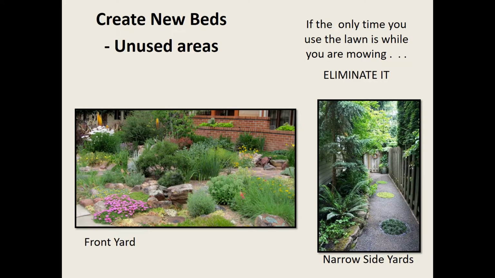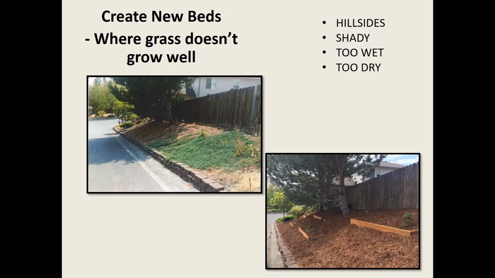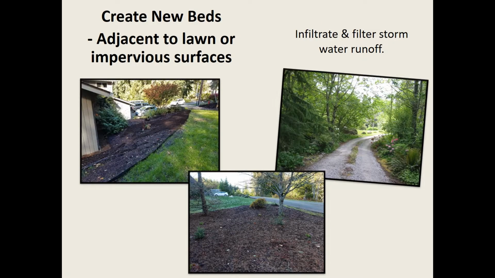Create new beds in unused areas. If the only time you're using your lawn is while you mow it, that's a great place to eliminate it. Create new beds where grass doesn't grow well. Places like hillsides, or it's too shady, places where it's too wet or too dry. Creating new beds adjacent to lawn or impervious surfaces will help infiltrate and filter stormwater runoff.